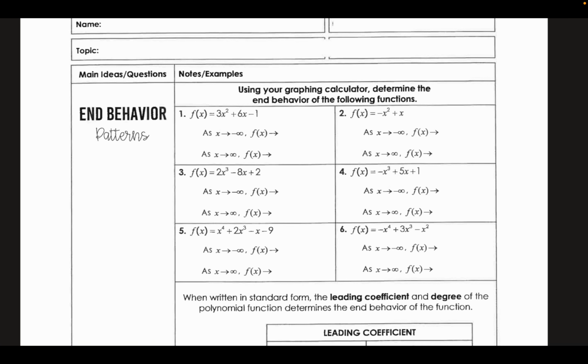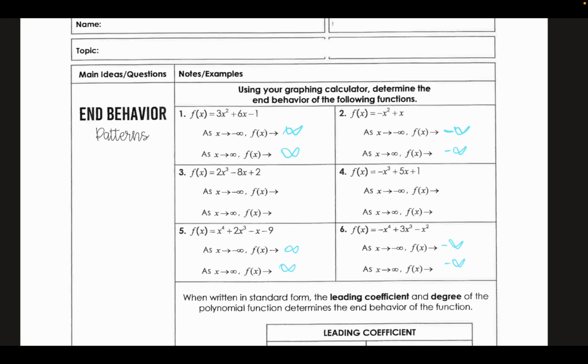So for number 1 here, as x approaches both negative and positive infinity, forever left and forever right, the y values are going to positive infinity, forever up either way. The same thing is true on number 5. And then on numbers 2 and 6, they're both going to negative infinity regardless.